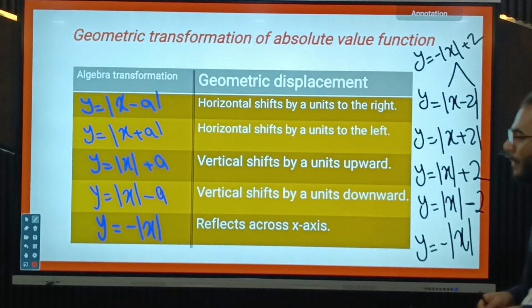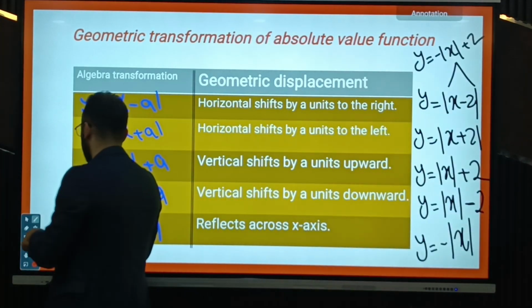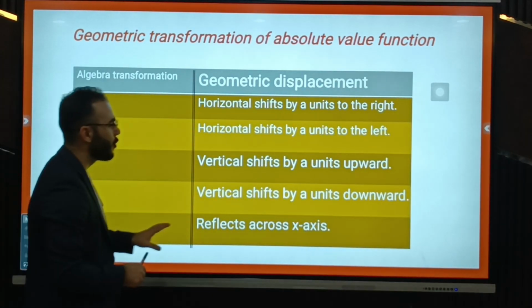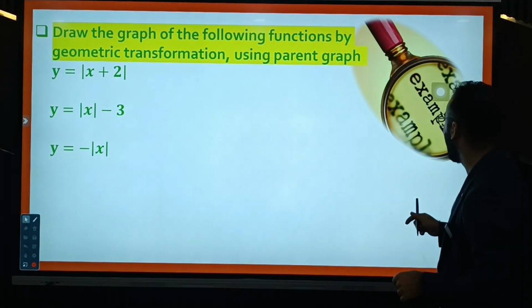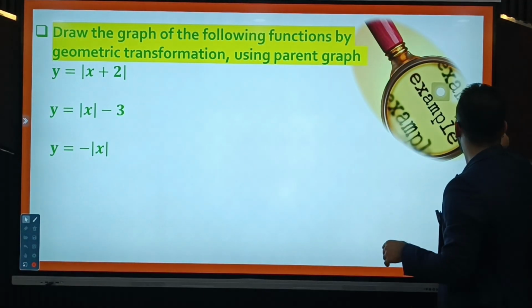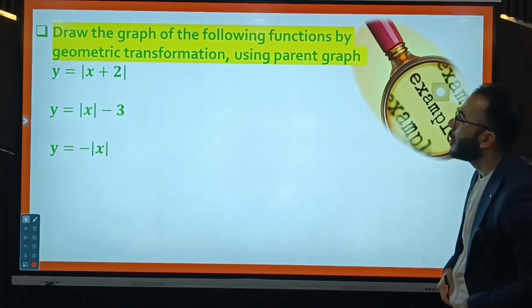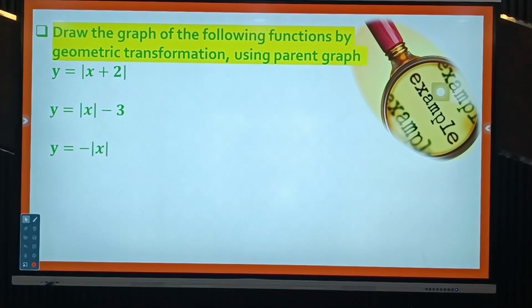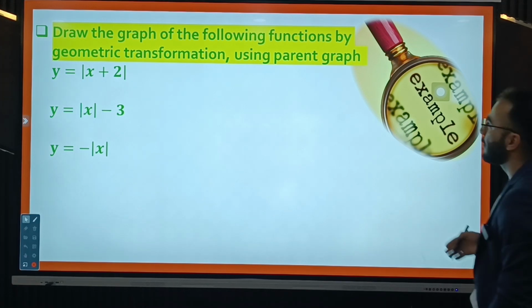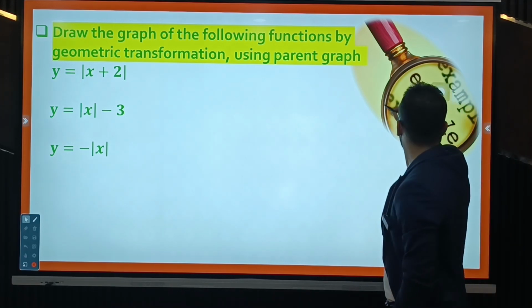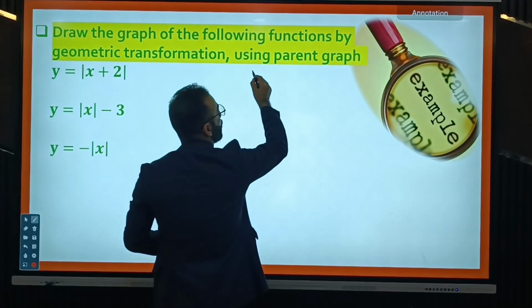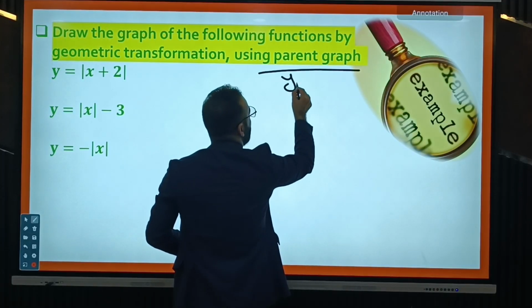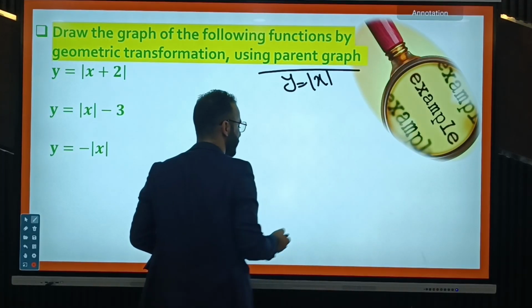Right now, let's make some questions regarding it. Let's see if we have it. So let's just draw them. Draw the graph of the following function by the geometric transformations that we already studied, using the parent function. The parent graph means y equals the absolute value of x.